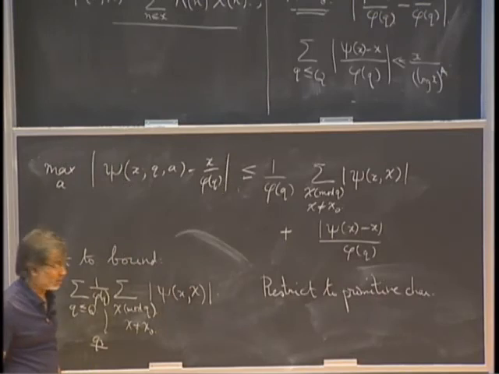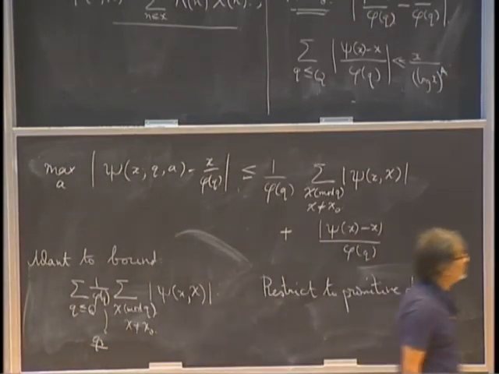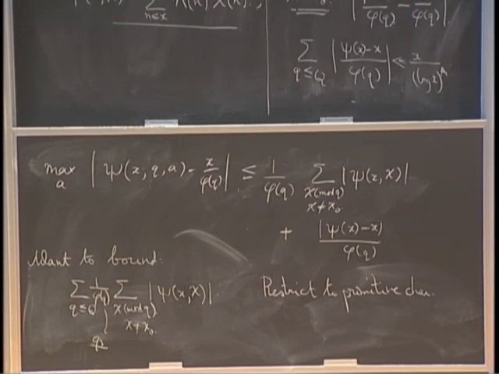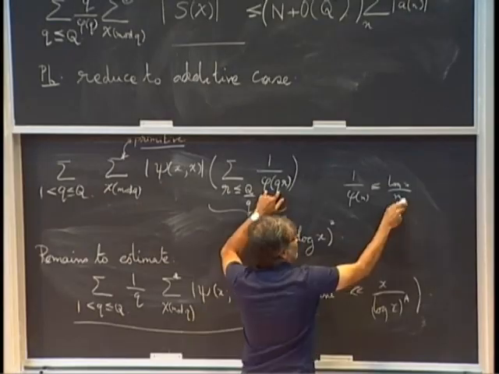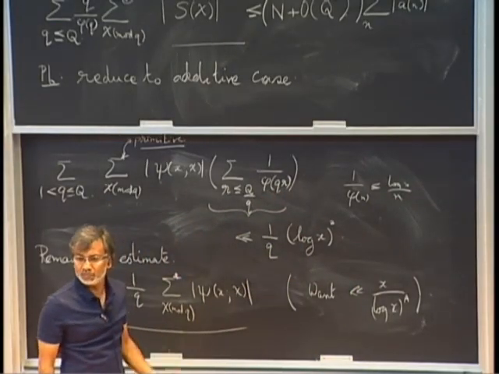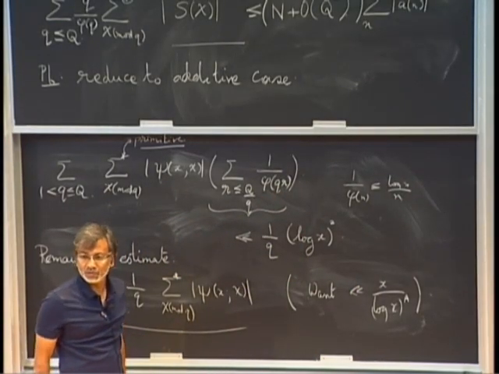Yep. Okay. And then from here to this, I'm just going to replace that 1 over phi n is bounded by, say, log x divided by n. Right? And then I don't have to worry about coprimality and so on.